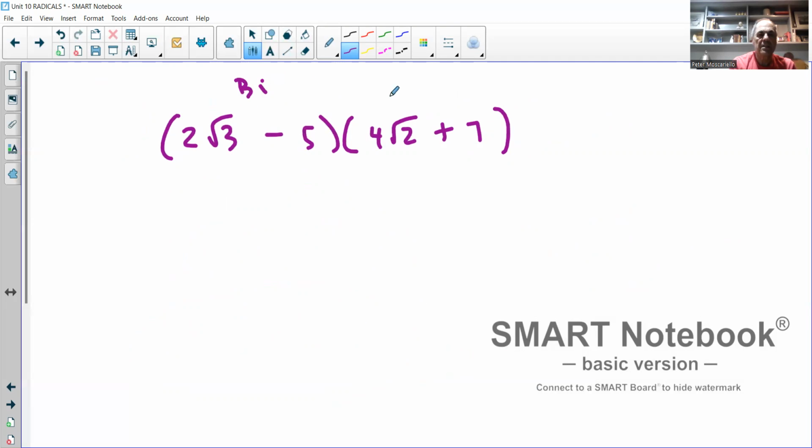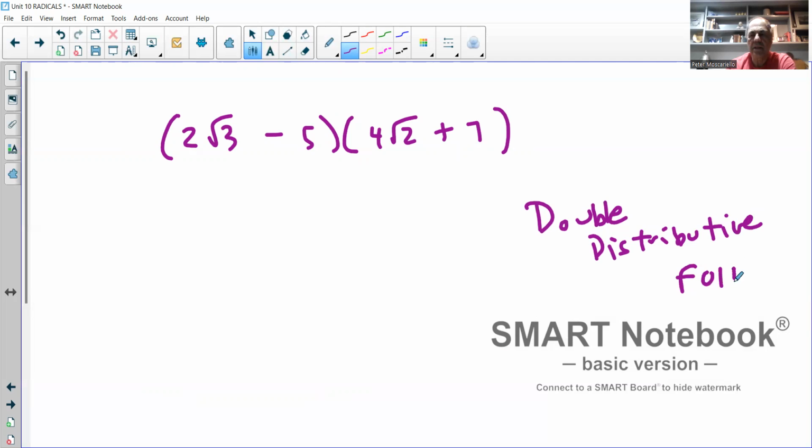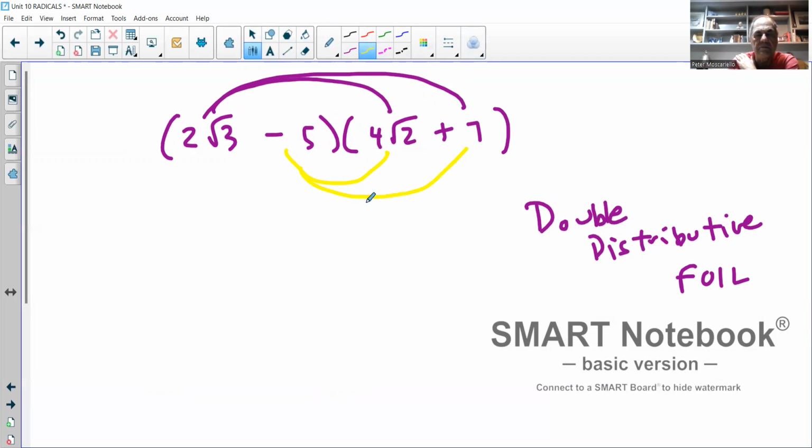This is a binomial times a binomial. 1 term, 2 terms, 1 term, 2 terms. How do we do a binomial times a binomial? Well, the technique is called double distributive. It's also sometimes called FOIL. Let me explain. The double distributive means this, that you're going to multiply this term times each of these. Then you're going to multiply this term times each of these. So there's a total of 4 multiplications to be done.